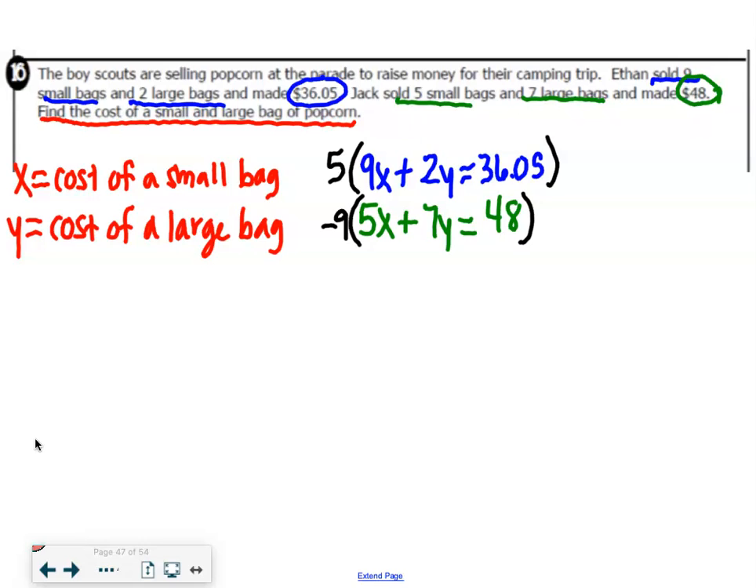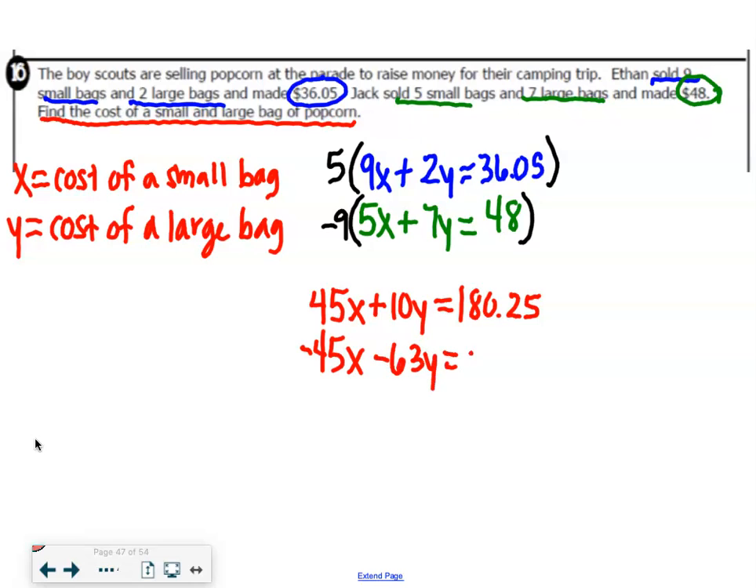So our first equation will be, 5 times 9x will be 45x plus 10y equals 36.05 times 5 is 180.25. Okay, now we're going to multiply our bottom equation by -9, so we'll get -45x minus 63y equals -432. Some big numbers, but that's okay.